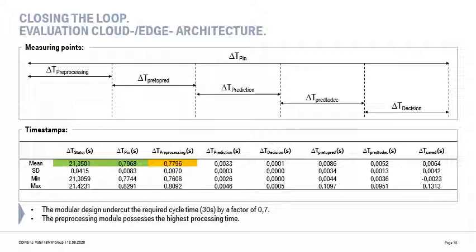It can also be seen that the preprocessing module, as you can see here, has the highest processing time. Thus, this has the highest optimization potential. In conclusion, however, it can be said that the system is optimally suited for series production.